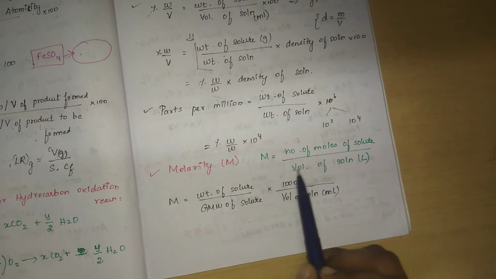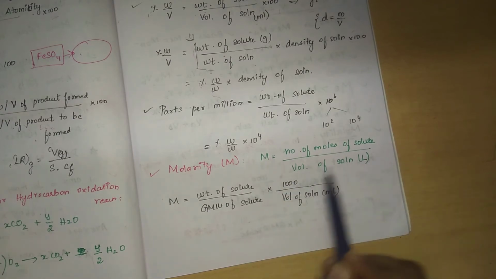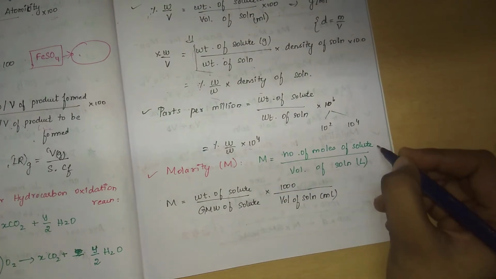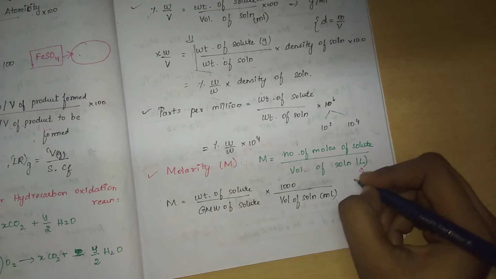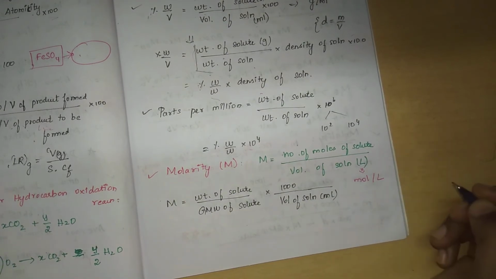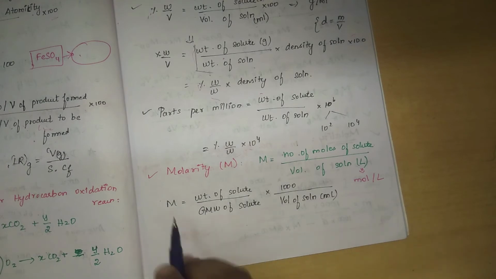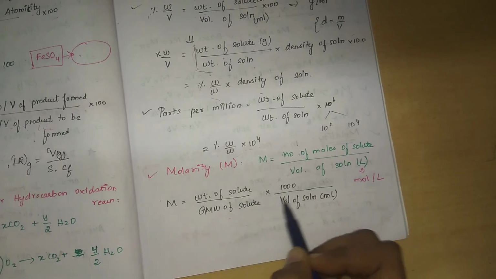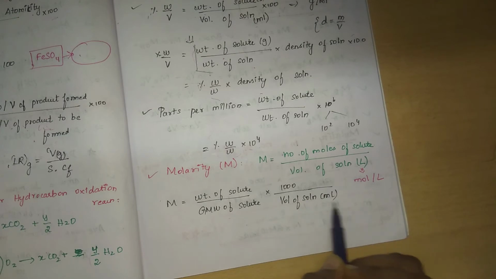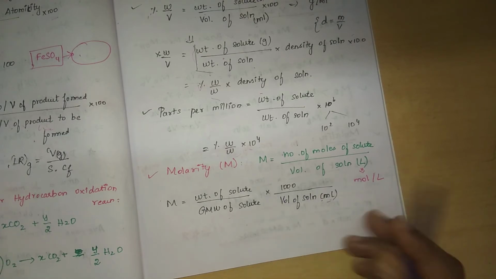Molarity. Molarity equals number of moles of solute by volume of solution in liters. And it has units like mole liter inverse or mole per liter. Molarity means weight of solute divided by gram molecular weight of solute, into 1000, divided by volume of the solution. It should be in ml because we have changed this, so we should multiply it with 1000.